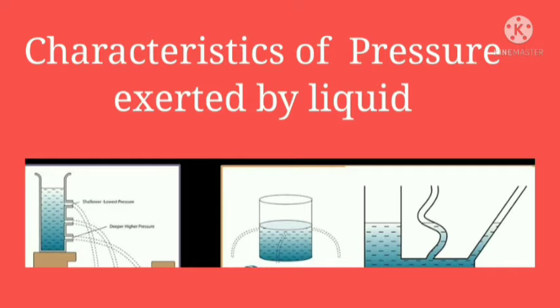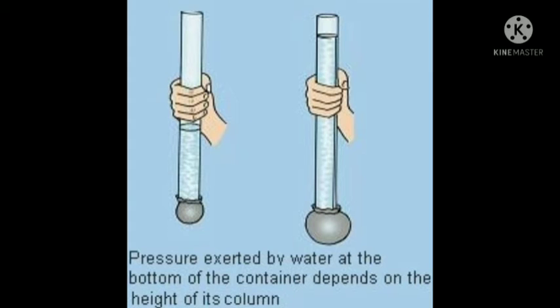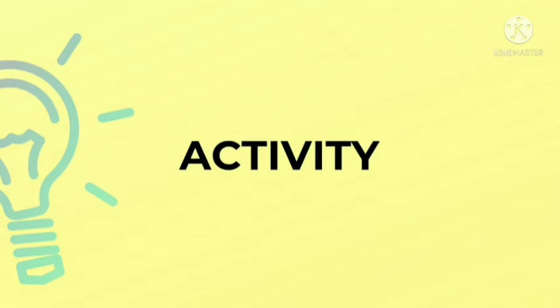There are certain characteristics of pressure exerted by a liquid. These are as follows. First, pressure exerted by a liquid at the bottom of the container depends on the height of its column. Let us understand this with the help of an activity.